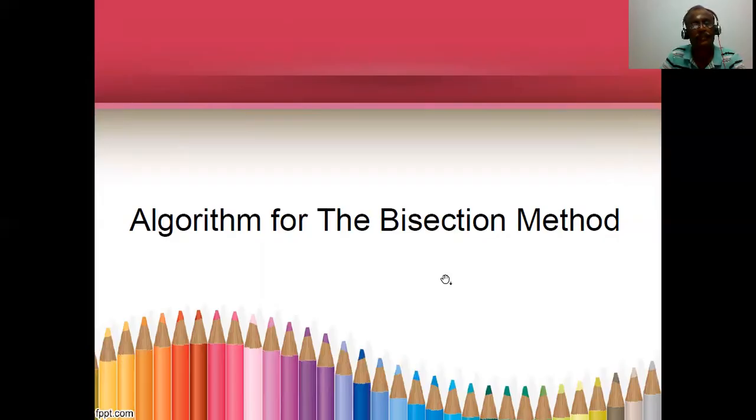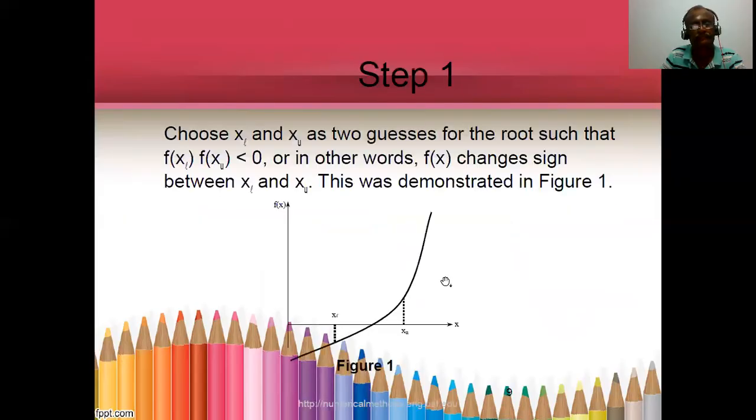So this is the algorithm behind the bisection method. In this method, we first find the lower limit and upper limit, so that the product is negative. Or in other words, f of x changes sign between xl and xu. Here f of xl is negative, but f of xu is positive. So there is a root between xl and xu. This is our exact root.